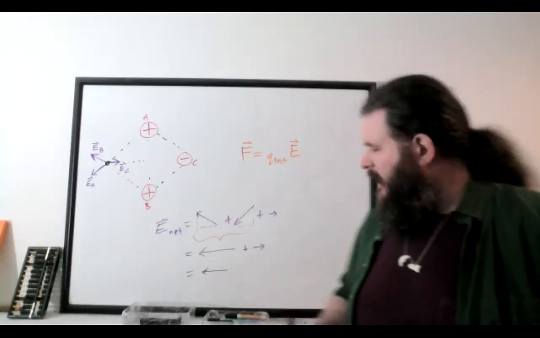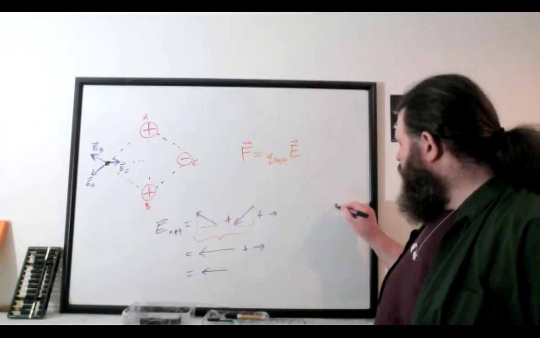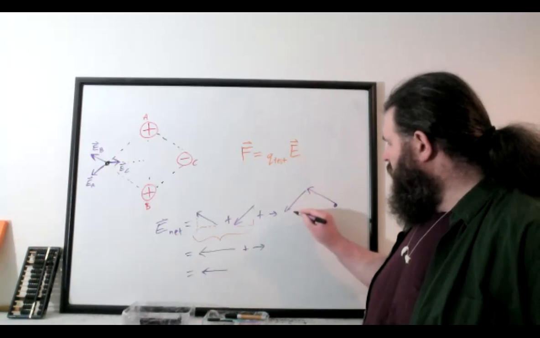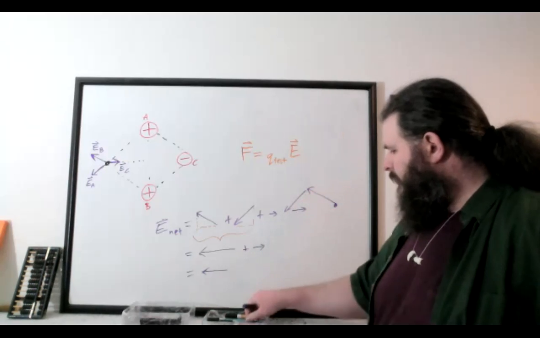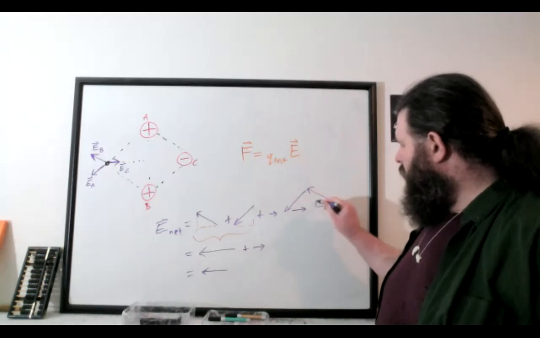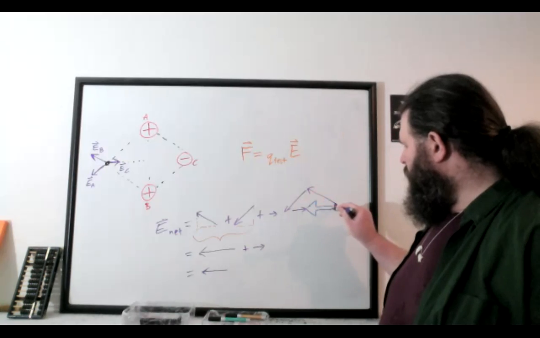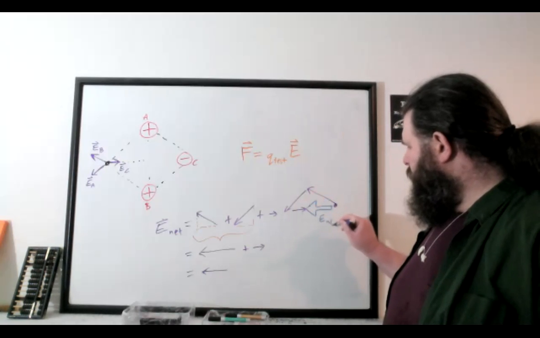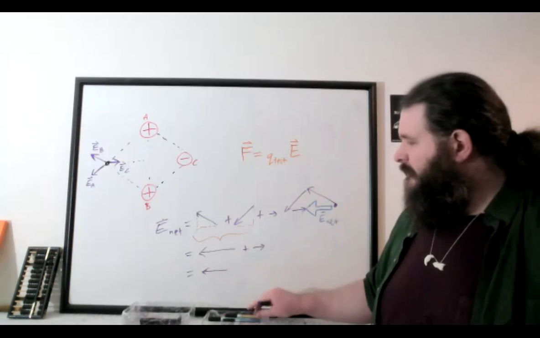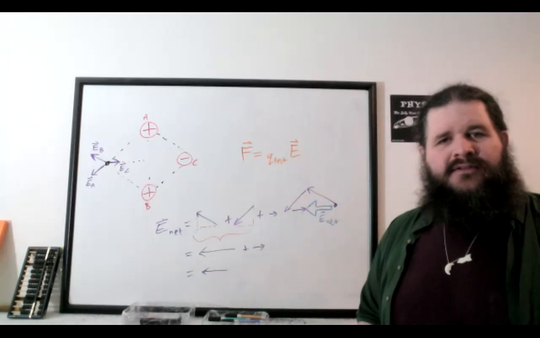You could also do this by adding them head to tail. If you've got from this point, EA plus EB plus EC. And the total electric field is going to be from the original starting point to the final ending point. So this still suggests that the net electric field is to the left. Any questions on that electric field so far?